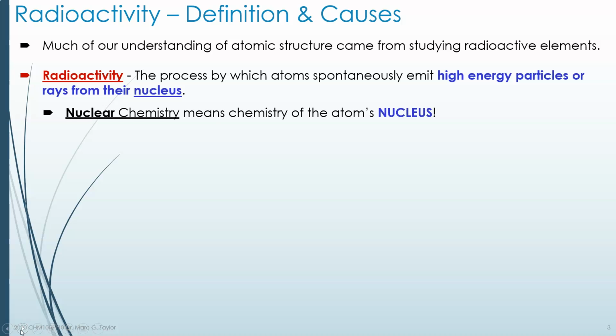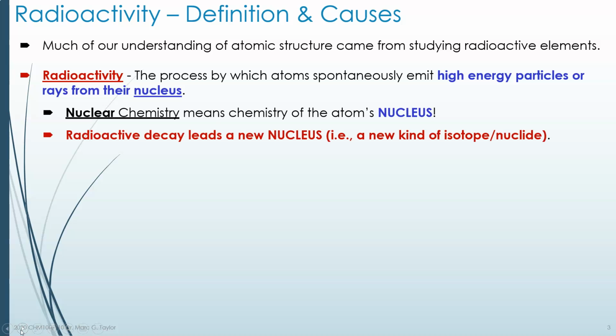So nuclear chemistry, the word nuclear comes from the fact that this is the chemistry of the atom's nucleus, as opposed to looking at the electron cloud of the atom and how it interacts with other atoms. That would be more of our standard chemical reactions. Nuclear chemistry focuses on the nucleus and how it can change. So radioactive decay will lead to a new type of nucleus, and that means a new isotope.